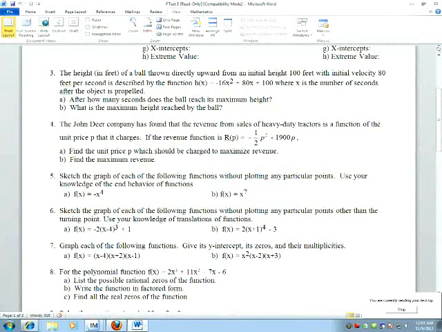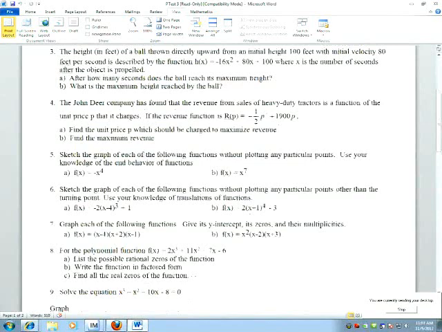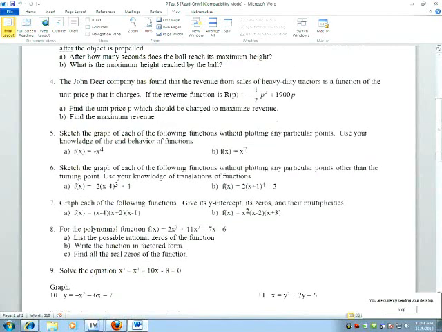And then 8 and 9 are both from section 5.5. You have 2 identical to that on the test. Remember number 8, part A, the possible rational zeros. That's where you list your factors of the constant, your factors of the leading coefficient, and all possible combinations of factors of 6 over factors of 2. Those are your possible rational zeros.